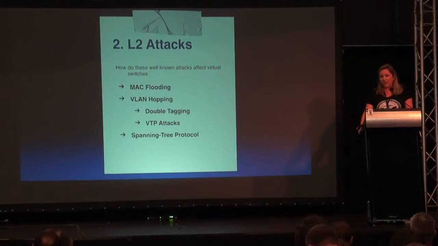There was some work done on this at DEF CON last year, so I went through what they had done and extended it a bit more with a few more protocols. So they didn't look at spanning tree. I included that in mine. So the attacks I'm going to look at, and they're all well-known attacks. I didn't look at ARP spoofing because everyone does that, but I looked at MAC flooding, VLAN hopping, the 2 types, so double tagging and VTP attacks, and the spanning tree protocol, which is a pretty devastating attack.